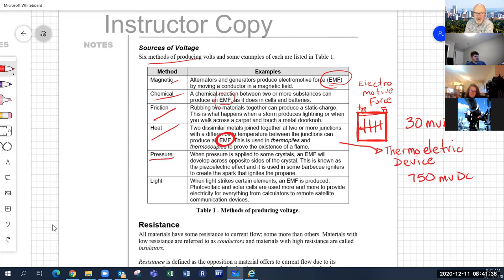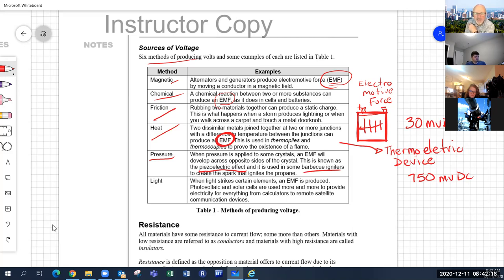Also, we have pressure to produce voltage. One of them is a piezoelectric. You ever have those little push button starter electrical producers like on your barbecue? Little click, click, click. That's a piezoelectric starter. It's just the pressure going across this crystal and it produces a spark. That's all it is, right? It's really all it is. Piezoelectric barbecue igniters.